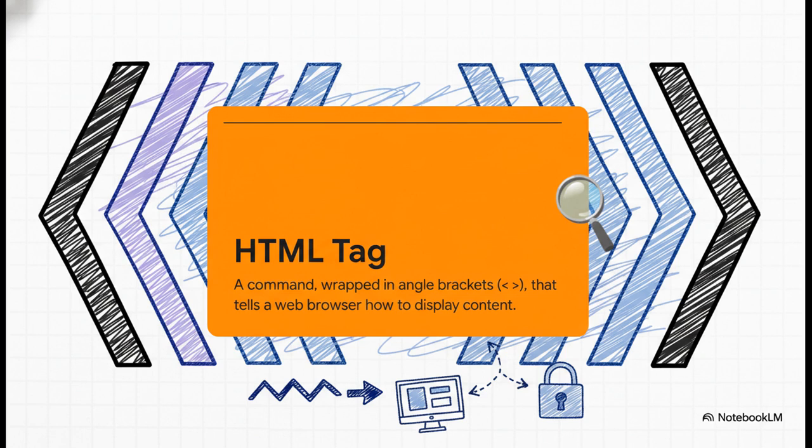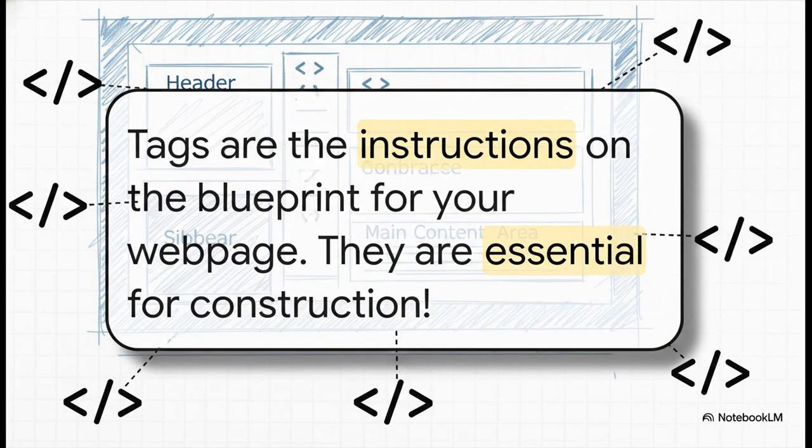This is the absolute foundation of web structure. And honestly, this is the perfect way to think about it. The tags are the instructions written all over an architect's blueprint. You don't see those notes on the finished building, do you? Of course not. But without them, the whole project would be a disaster. They're invisible, but absolutely essential.